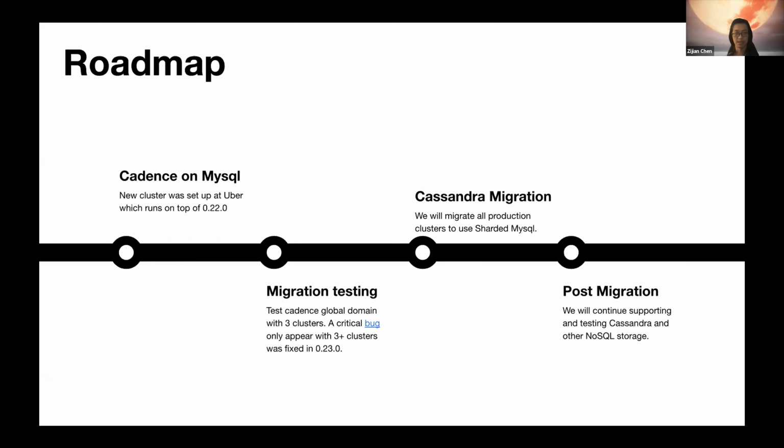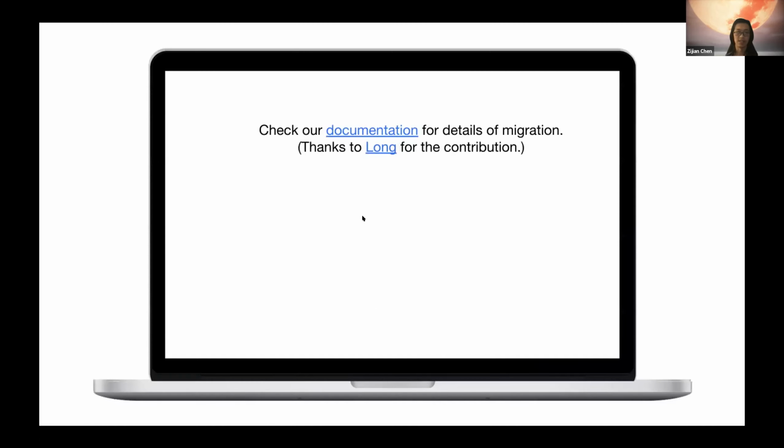The next thing we are going to do is migrate all production clusters at Uber to use sharded MySQL. And after migration, we will still continue supporting and testing Cassandra and other NoSQL storage. If you are interested in any details of the migration, you can check our documentation. And many thanks to Long for the contribution.